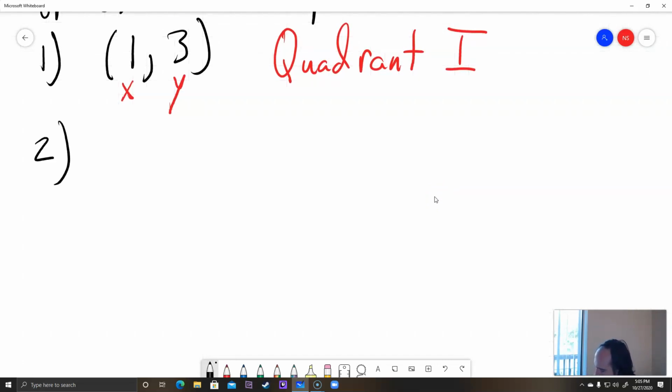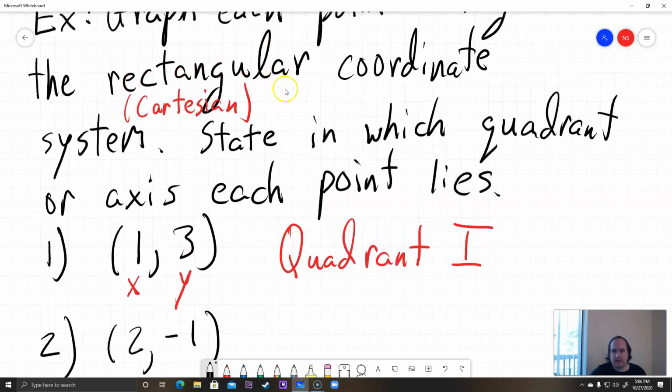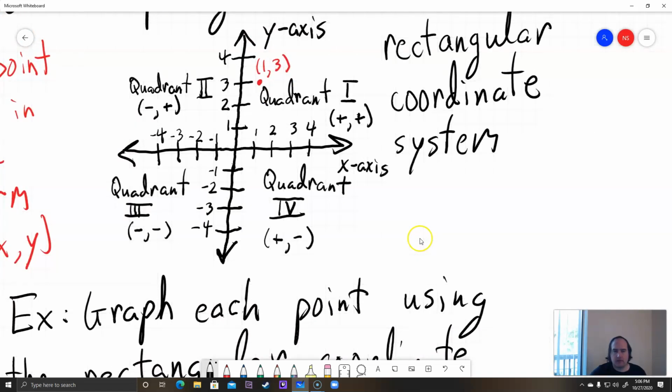Okay, so for number 2, our second point that we're going to graph is going to be positive 2, negative 1. So here x is positive 2 and y is going to be negative 1. So let's see where that is in our picture.